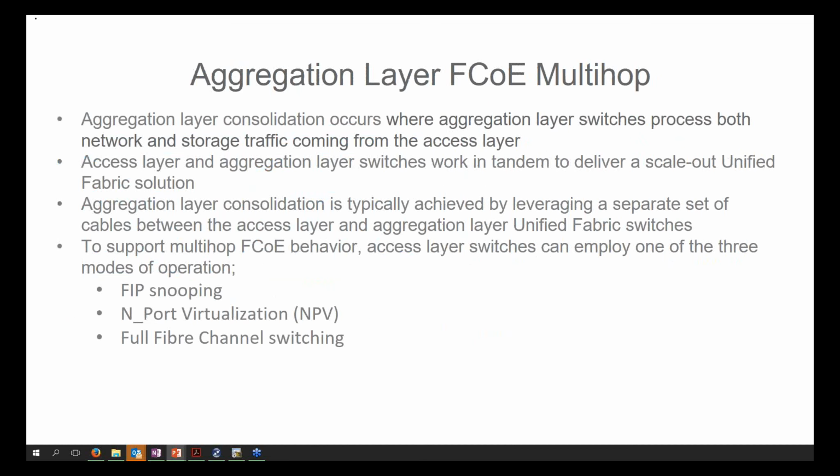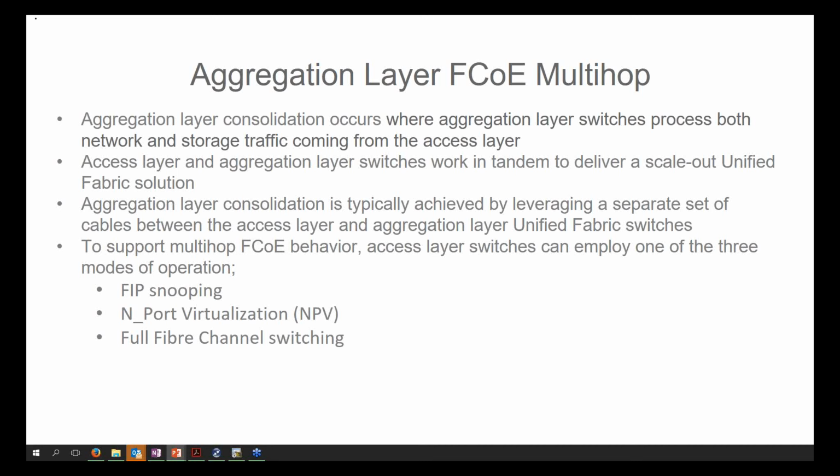At the aggregation layer, the consolidation occurs when the aggregation layer is processing both network and storage traffic coming from the access layer. Normally, in this case, with a larger environment and multi-hop, it may be a spine and leaf configuration where the aggregation layer is pulling in multiple leafs from the access layer and aggregating all of them in tandem to deliver a scale-out unified fabric solution.